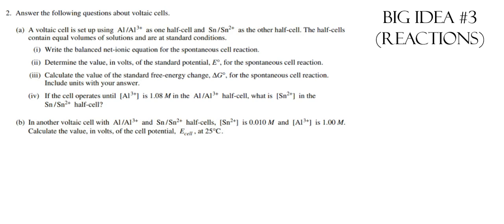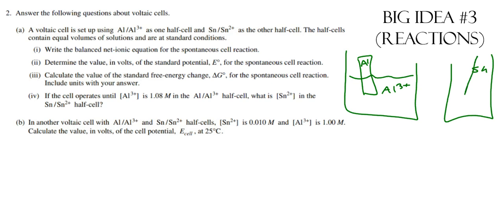A voltaic cell is set up using Al and Al3+ as one half cell and Sn and Sn2+ as the other half cell. The half cells contain equal volume. So first off, guys, understand, this is my metal, that's the solution. This is my metal, that's the solution. If you're really not sure what you're reading, I'm just going to draw it like something like this.